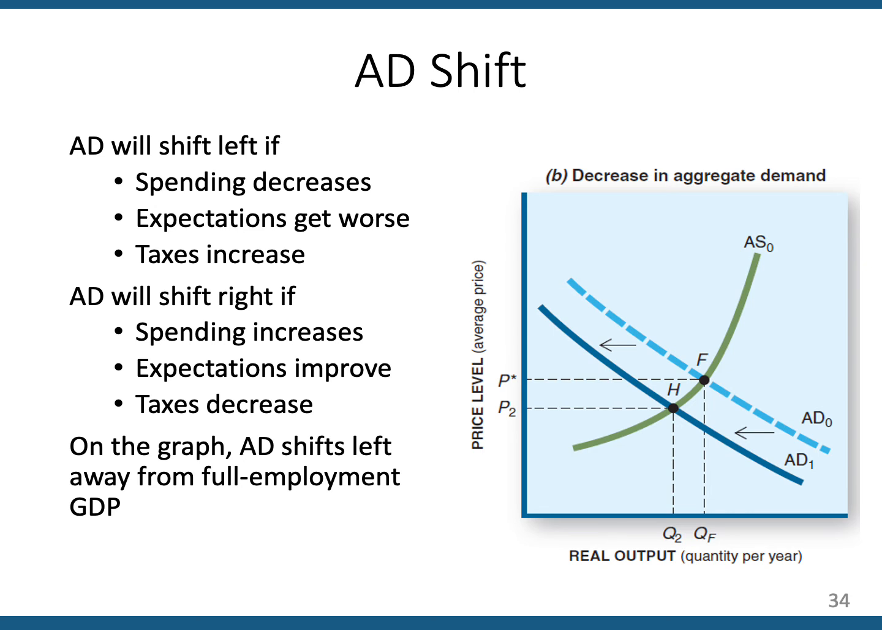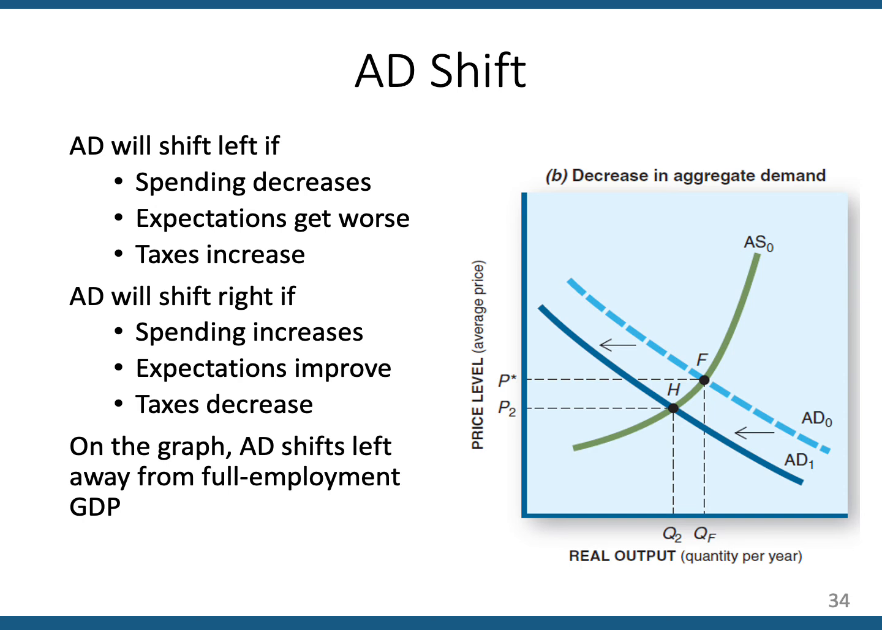If the spenders, consumers, expectations get pessimistic about the future, that's really causing the first bullet, causing a decrease in spending. That would shift the demand curve to the left, just like it would do in Chapter 3 for an individual product market. If the government were to increase taxes, that forces a decrease in spending to a certain extent, doesn't it? Because it takes income away from consumers. That would shift the aggregate demand curve to the left.